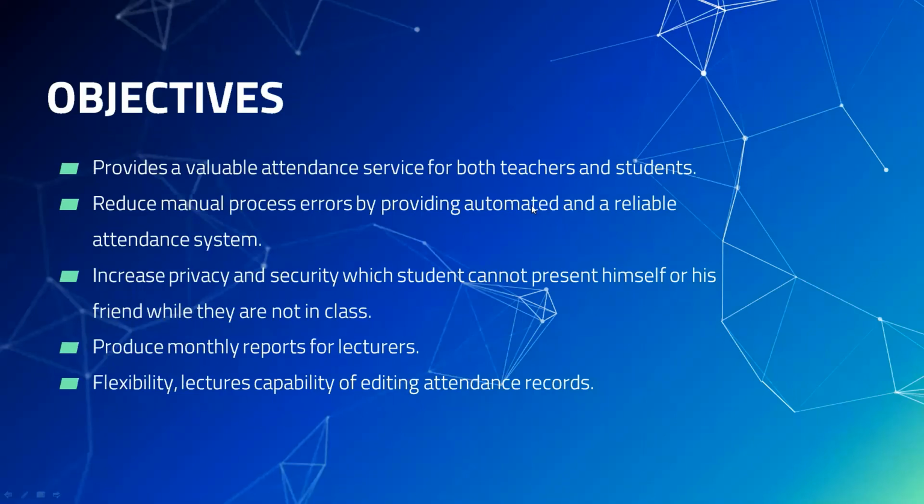Okay, so you see here, "provides valuable attendance service for both teachers and students." How is this an objective? That looks like a deliverable. What you expect from this project? You have to provide valuable attendance service for both teachers and students. "Reduce manual process errors by providing automated and reliable attendance system." That looks like a deliverable.